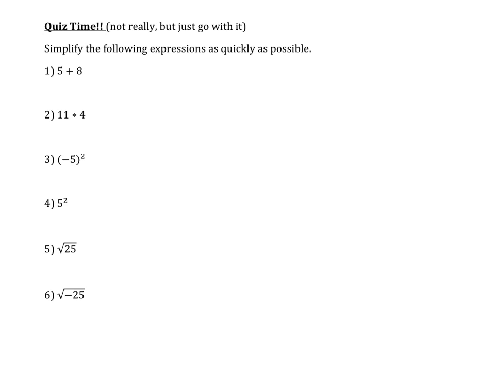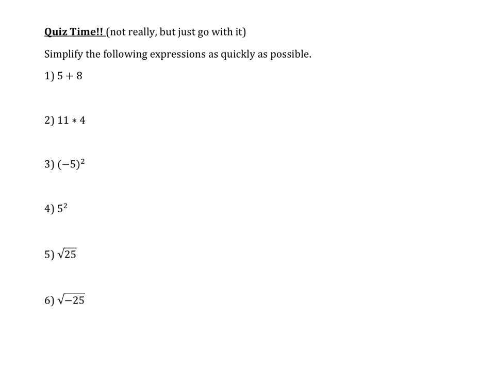Okay, hopefully you did all right. Let's run through these really quick. 5 plus 8 here. Okay, 13. 11 times 4 is 44. Negative 5 squared. Notice that negative is on the inside of the parentheses. Inside of the parentheses, that means we're squaring negative 5, and when you square a negative number, it becomes positive. So we have 25. 5 squared is also 25. The square root of 25 is going to be 5.